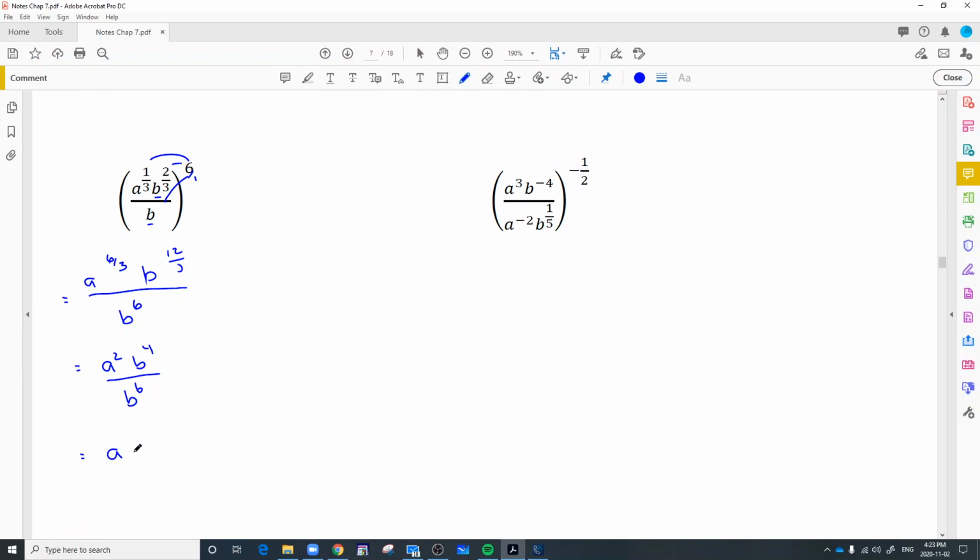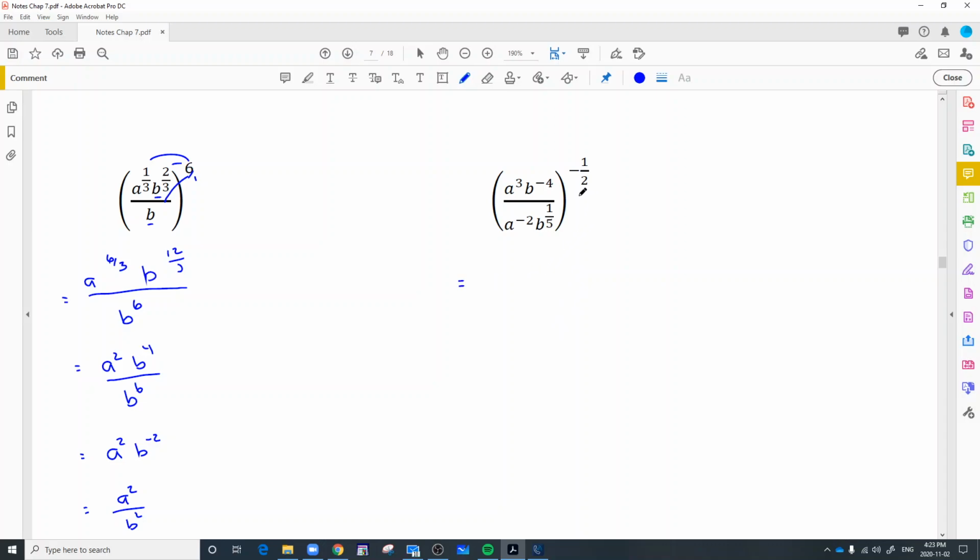But if you're using the traditional power rules, exponent rules, you're going to do b to the 4 minus 6, which is negative 2, and then you have to put it on the bottom. Okay. All right, so maybe pause the video, give this one a go. It's a big one, and see how you get.